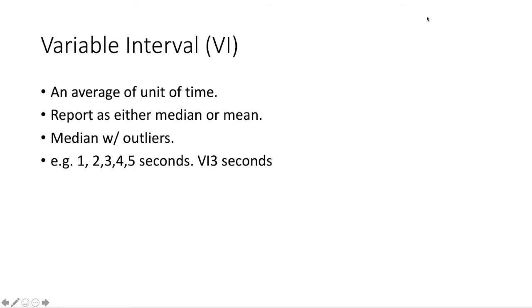All right, moving on. So that was fixed interval, fixed ratio. We're now going to look at variable. So we're going to touch on variable interval. We're looking at average. Okay, so a variable interval is an average number. It's not fixed. So it's an average unit of time reported as either median or mean. You typically would want to use median when you have some extreme outliers. An example of this would be if we have 1, 2, 3, 4, and 5 seconds, we would set a variable interval at VI 3 seconds.